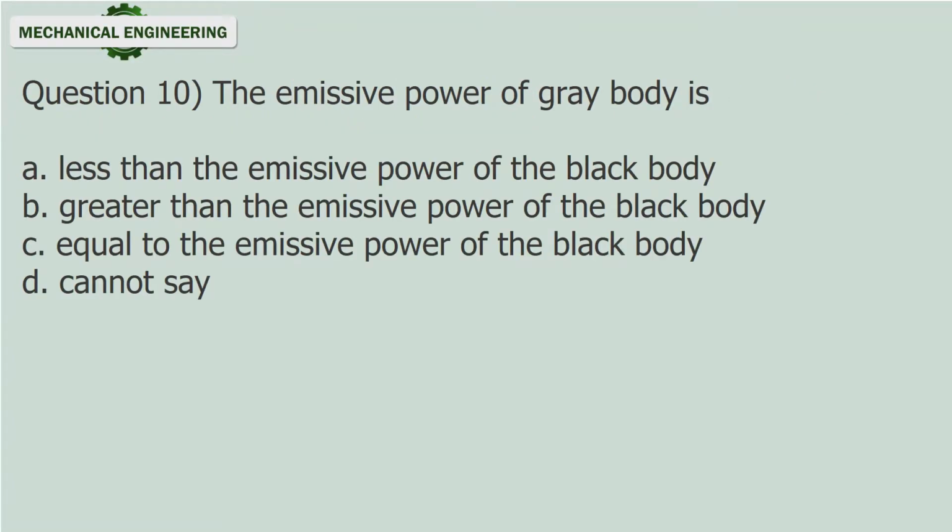Question 10. The emissive power of gray body is A. Less than the emissive power of the black body. B. Greater than the emissive power of the black body. C. Equal to the emissive power of the black body. D. Cannot say.